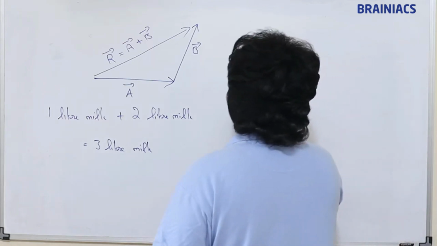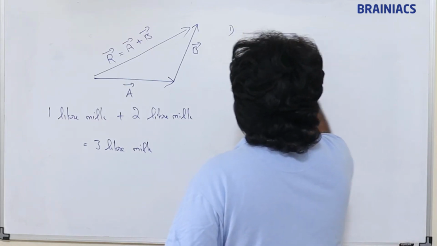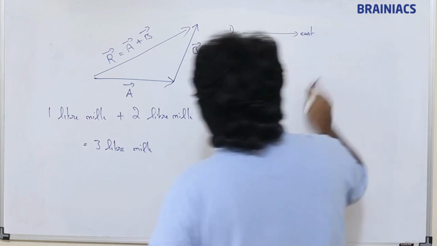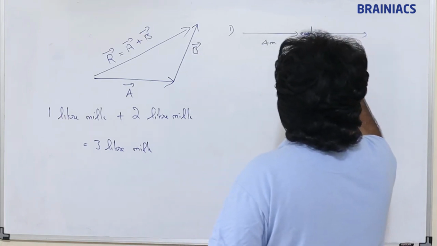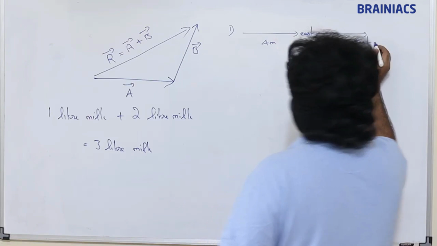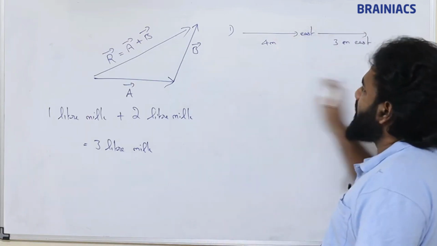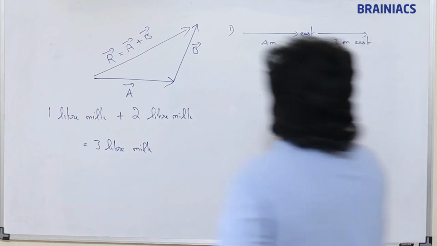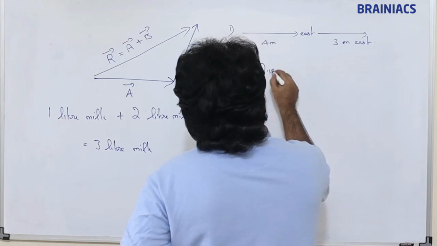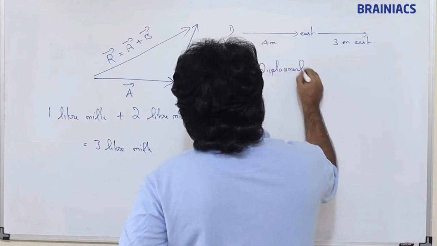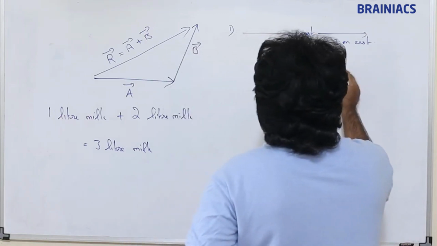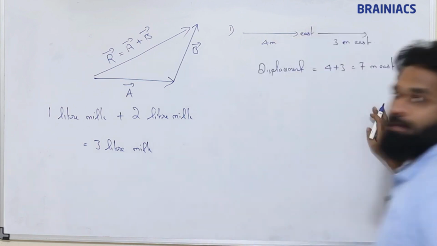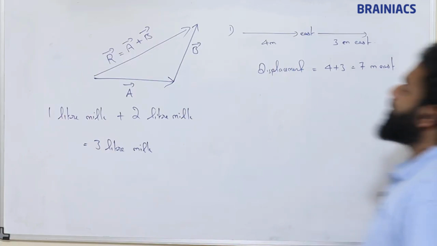But suppose one person is walking 4 meters east, and again 3 meters east. Suppose a person walked 4 meters in the east direction and again 3 meters in the east direction, then we will write the displacement will be what? 4 plus 3 is equal to 7 meters east, we can write. Displacement we just added.